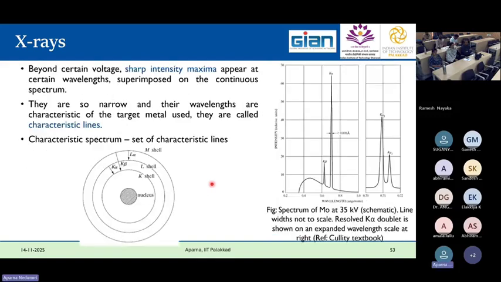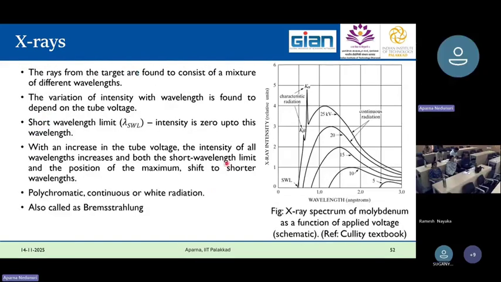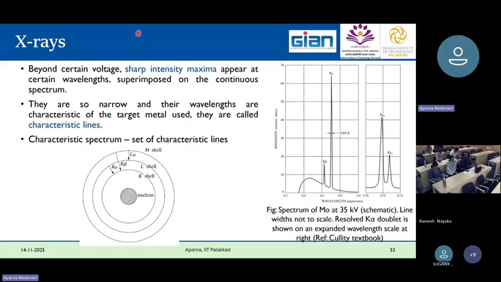So what is happening over there? Why are we getting this sharp peak and what does that sharp peak mean to us? Beyond a certain voltage, the sharp intensity peaks that we are seeing, which depend on the voltage that we are providing, are characteristic lines, and the total of all these characteristic lines will give us a characteristic spectrum. As discussed earlier, we have a filament.